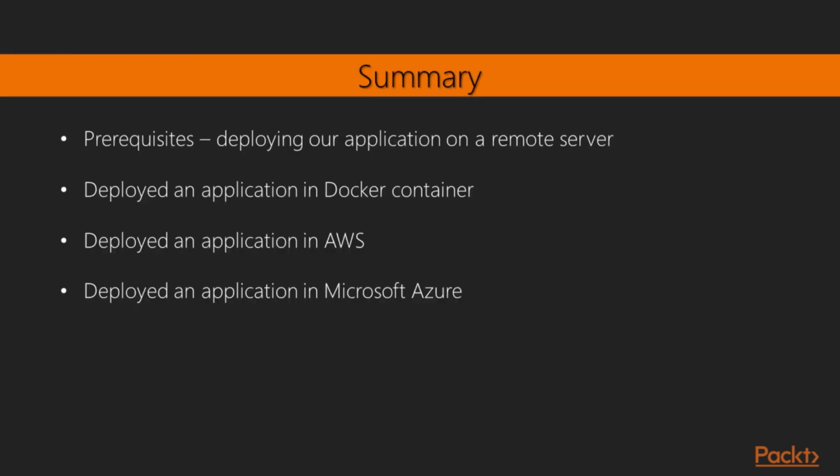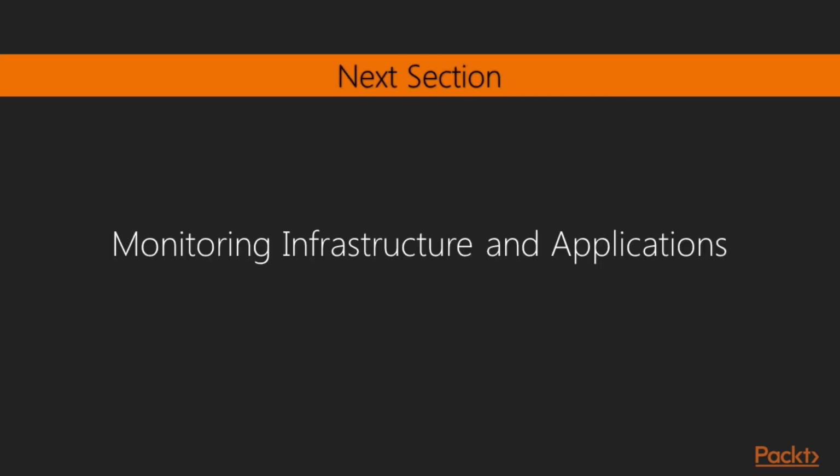Nice! So this final video showed us how to deploy application in Microsoft Azure. So here we are at the end of this section. In this section, we saw how to deploy the application on remote server, in Docker, in AWS, and in Microsoft Azure. In the upcoming section, we will deal with monitoring infrastructure and applications.